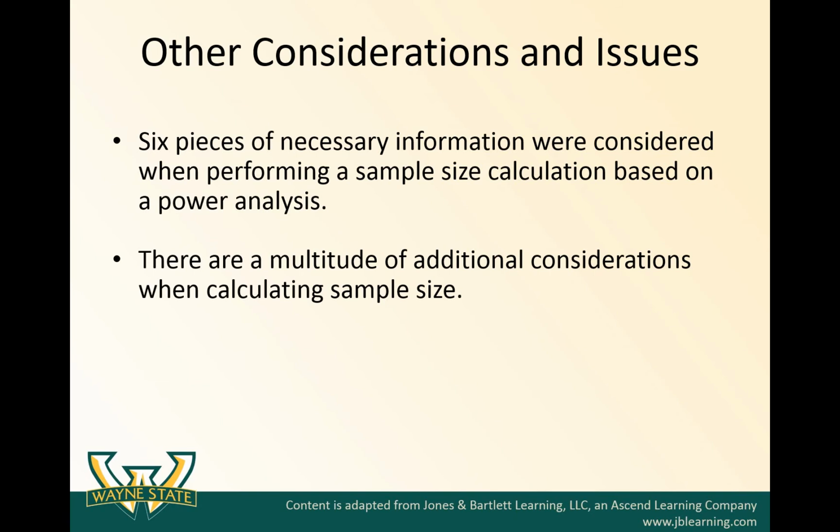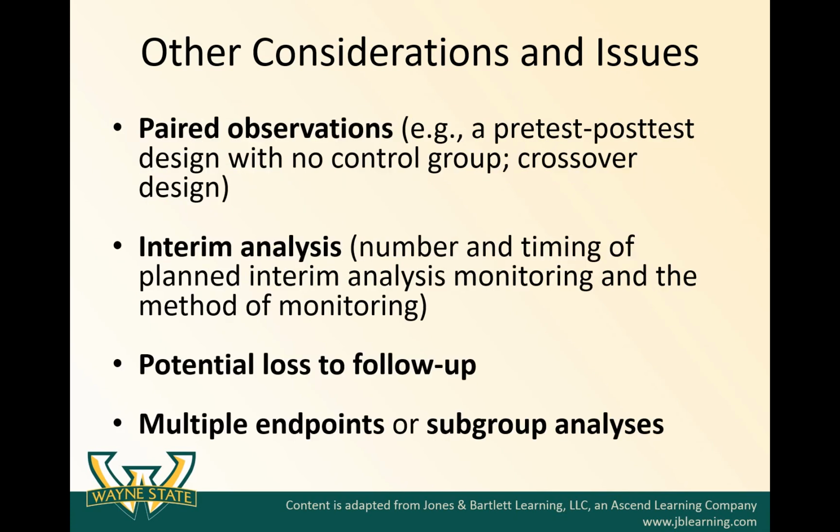So besides these 6 pieces of necessary information, there's also a multitude of additional considerations when calculating sample size. Some of these include the use of paired observations, for instance, a pre-test, post-test design with no control group or a crossover design, usually requires some information about the correlation between the measurements. The use of interim analyses of accumulating data in a clinical trial also requires a statement in the protocol of the number and timing of planned interim analysis monitoring and the interim monitoring method, because all 3 of these can affect the initial sample size estimate.